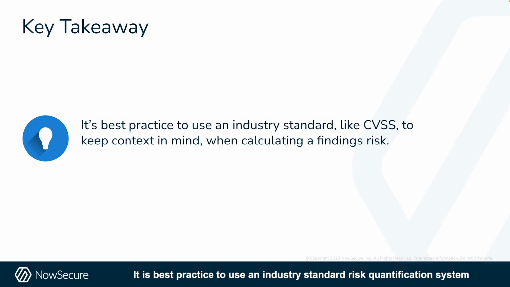It is best practice to use an industry-standard risk quantification system like the CVSS to calculate the risk score of findings in your report. When estimating the final risk score of a finding, keep the context of the finding and the mobile app in mind.